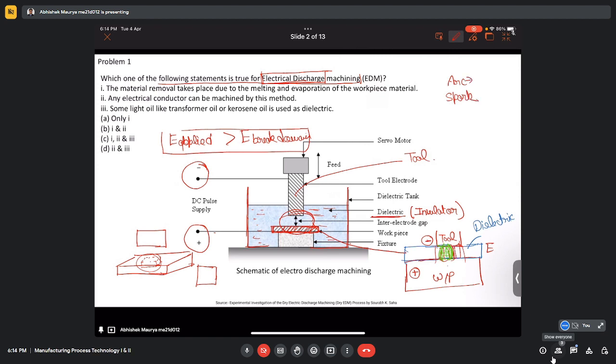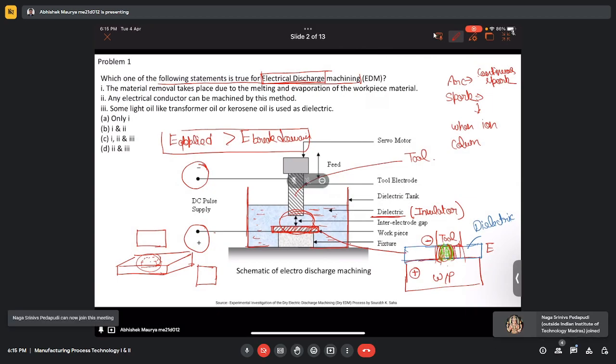If this ion column is continued, then it is called arc. And if after some time we break down this ion column, then that is called spark. Both arc and spark are visible, so they can be seen by eyes. So arc is nothing but a continuous spark. And in spark, formation of ion column takes place, and after some time this ion column dies out.